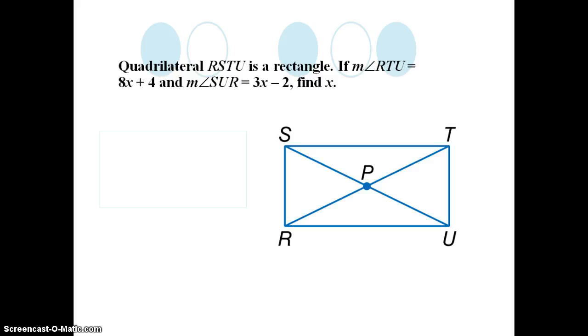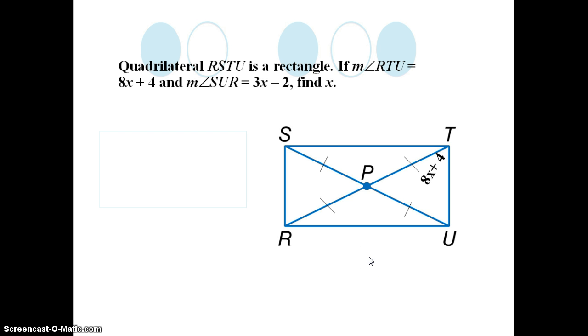Quadrilateral RSTU is a rectangle. If the measure of angle RTU is 8x plus 4 and angle SUR is 3x minus 2, find x. Well, since it's a rectangle, I know that the diagonals are congruent and they bisect each other. So that means that all four of these are going to be congruent.